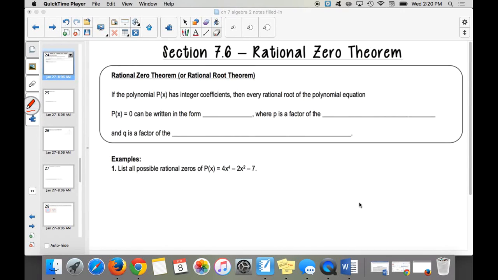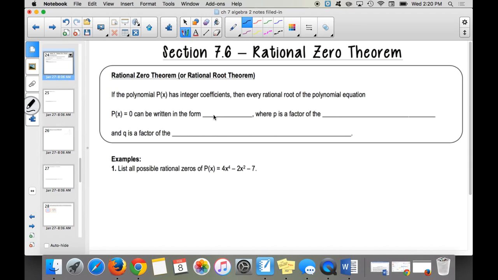Okay, so section 7.6 is the rational zero theorem, or you might sometimes hear it called the rational root theorem. It looks a little confusing when you see it all written out. It says if the polynomial p of x has integer coefficients, then every rational root of the polynomial function can be written in the form p over q, where p is a factor of the constant term. So that's going to be the number on the end. And q is a factor of the leading coefficient.